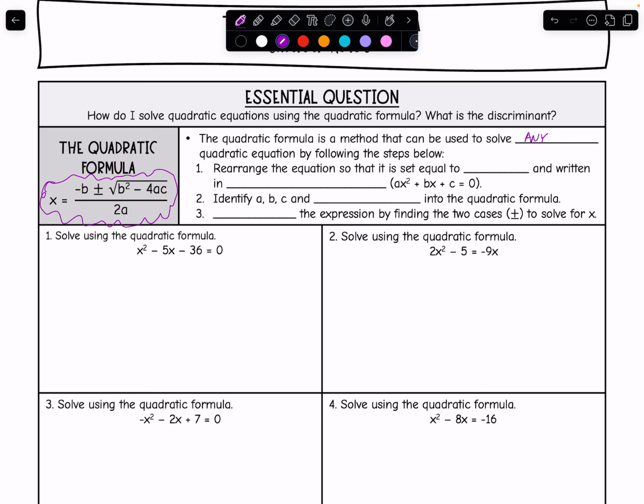First, rearrange the equation so that it is equal to 0 and written in standard form.